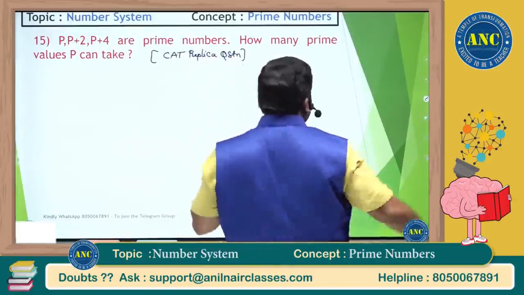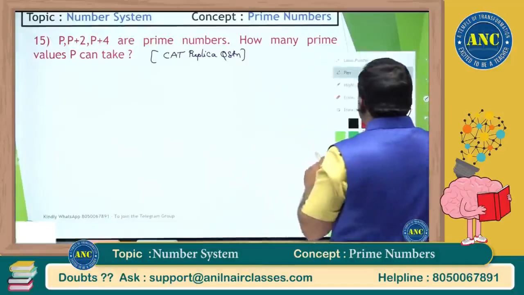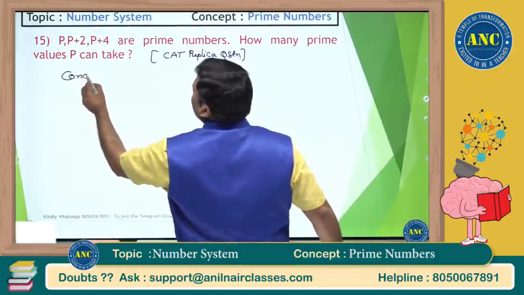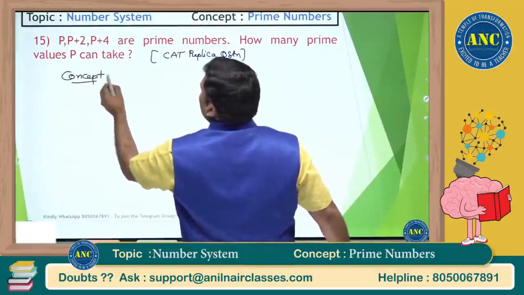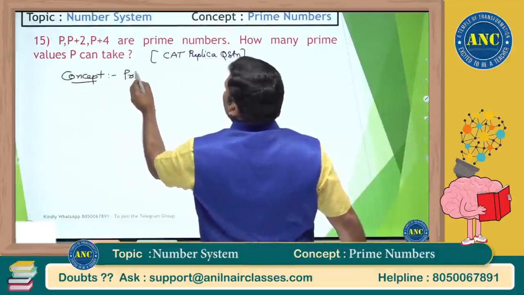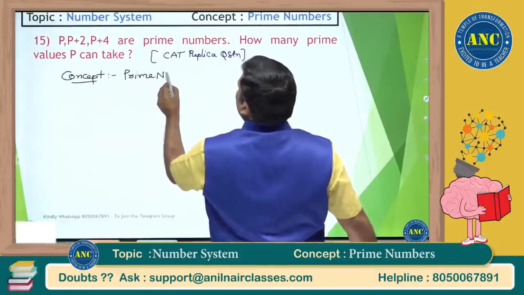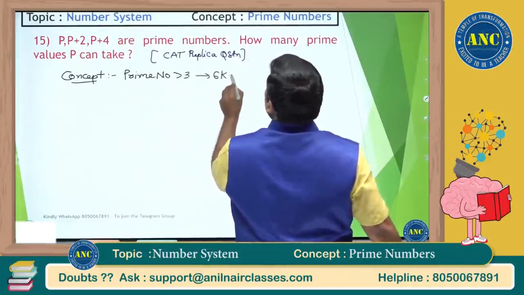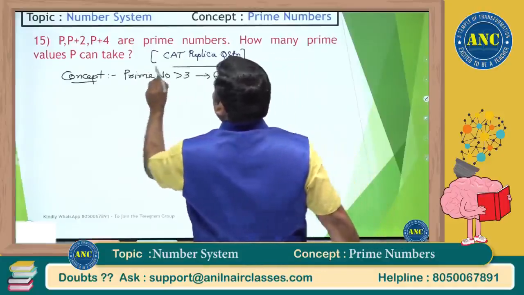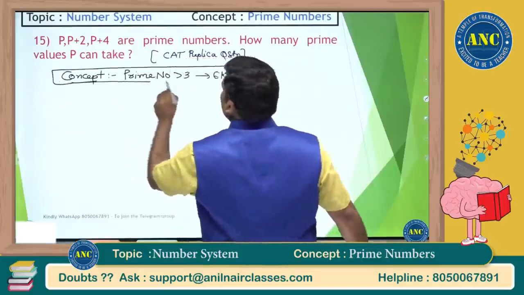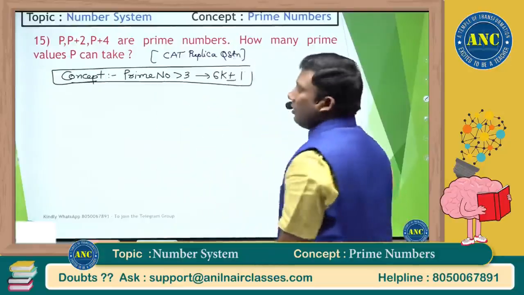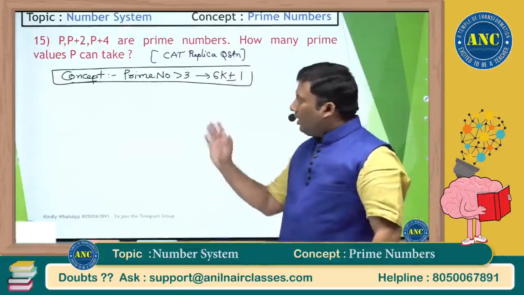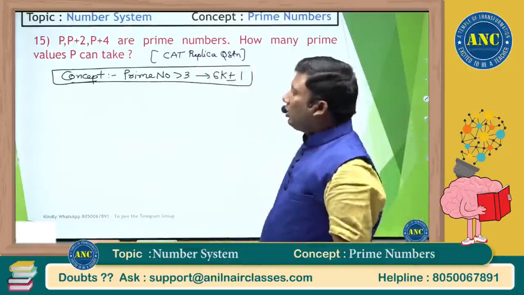CAT replica question. Listen carefully, sir. What is the concept we discussed? Every prime number greater than 3 is of the form 6k plus or minus 1. We will use this concept. This will help us to solve this question.